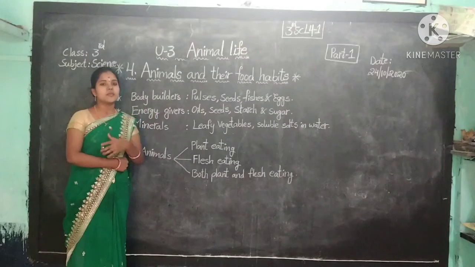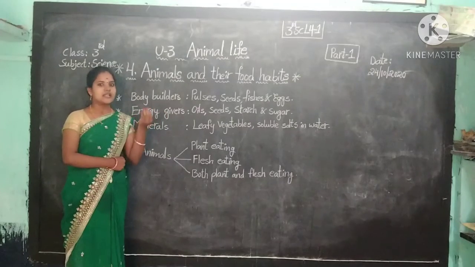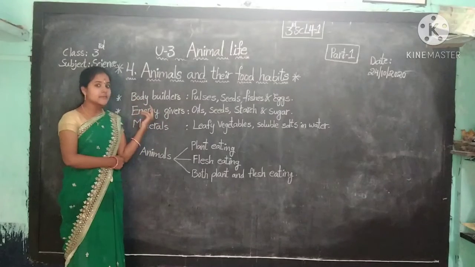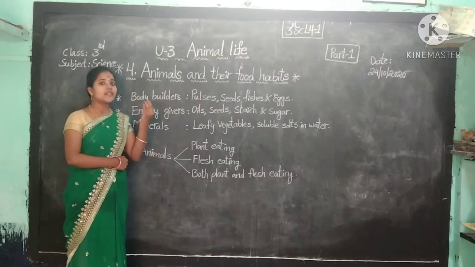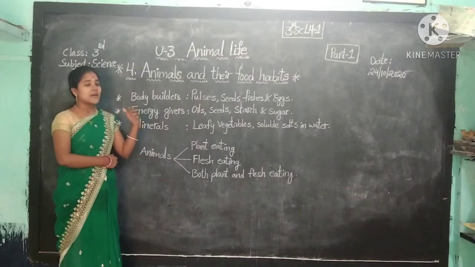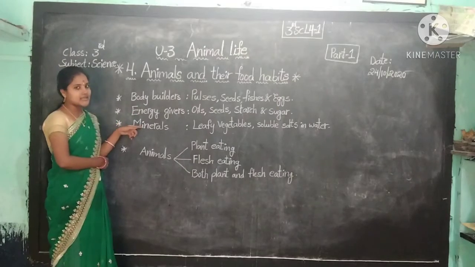If you take human beings, children, do all human beings eat the same food? No. Different people eat different types of food. Like that, different types of animals eat different types of food items. Their food items must contain bodybuilders, energy givers and minerals. Okay?